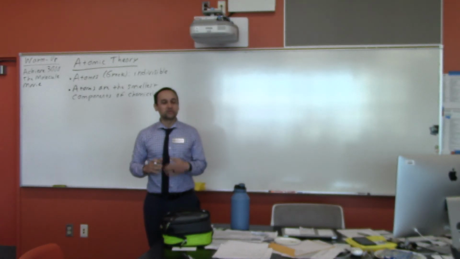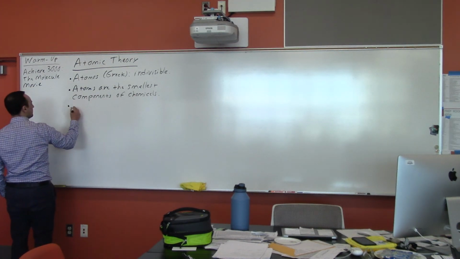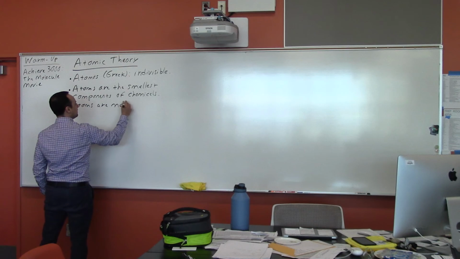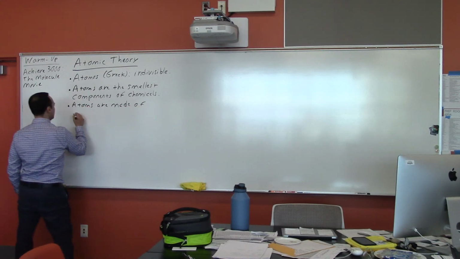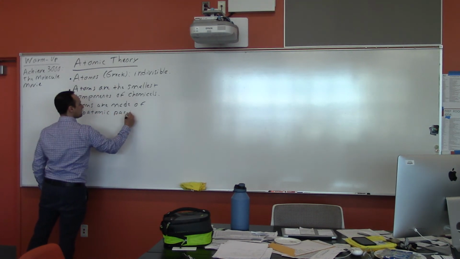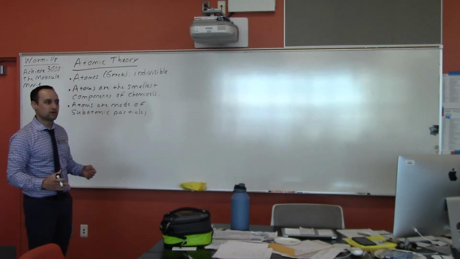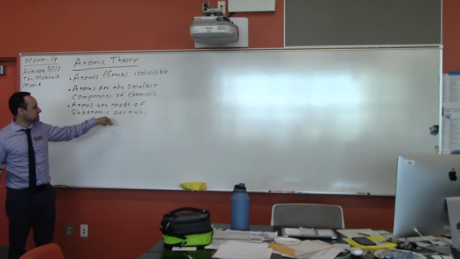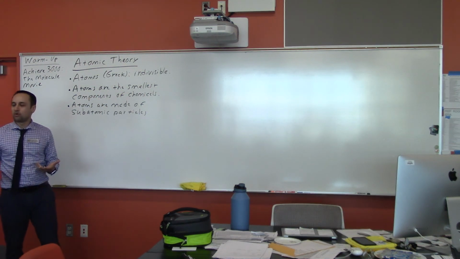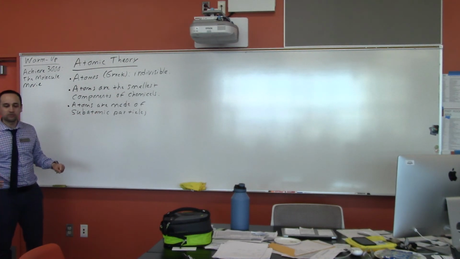But what's really interesting is that there are subatomic particles. And so atoms are made of subatomic particles, which we don't think about too much when we're thinking about chemicals, okay? We don't think about the subatomic particles as much as we think about the atoms themselves. And so that's why it's okay to think of atoms as being the smallest components of chemicals. That's okay, all right? But you do have to know that atoms are made of subatomic particles.